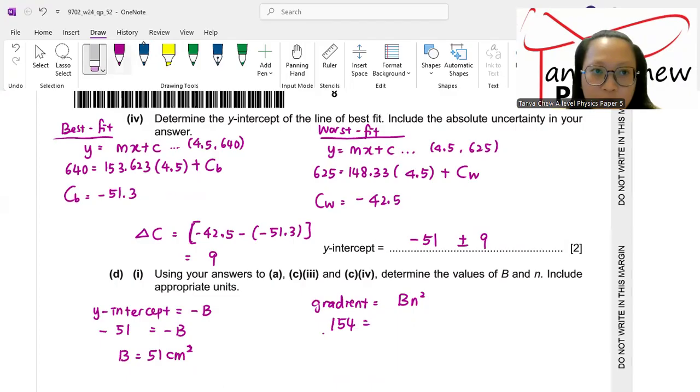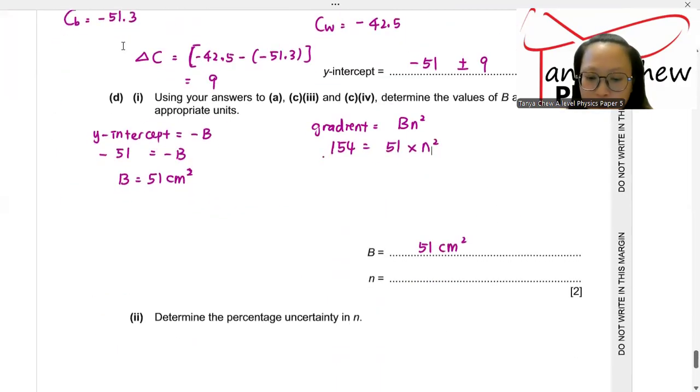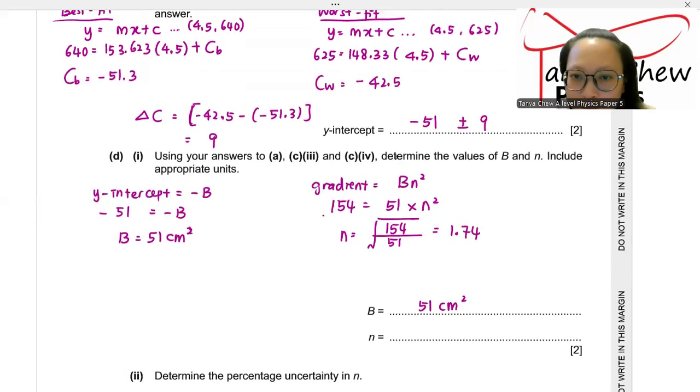Sub in 51. 51 times n squared. So my n would be equal to 154 divided by 51 and square root the answer. So I got 1.74. I put it in terms of 2 to 3 significant figures. But what about the unit of n, right? So n is the square root of, okay, let me write it down.